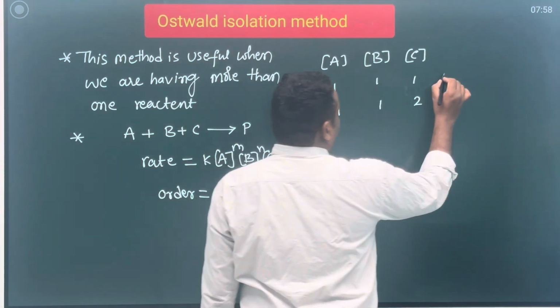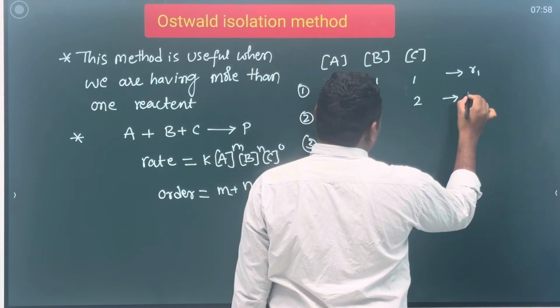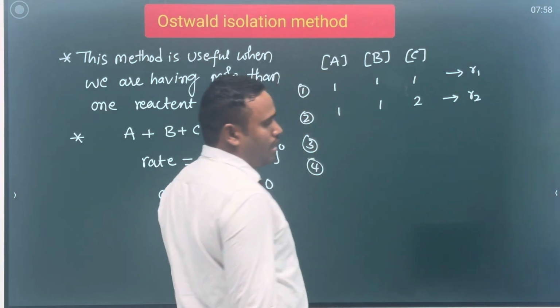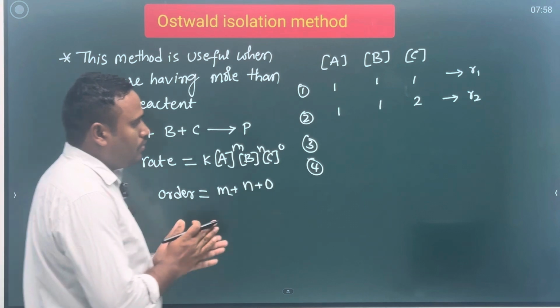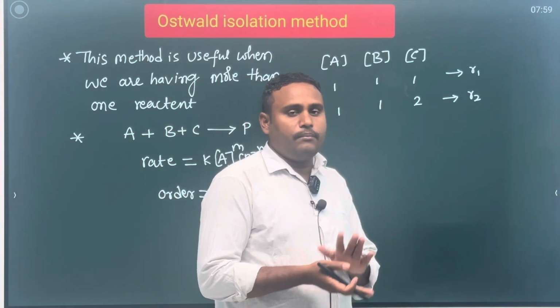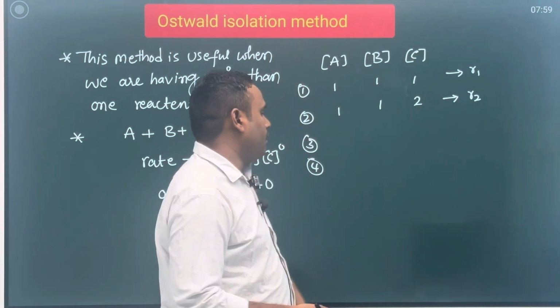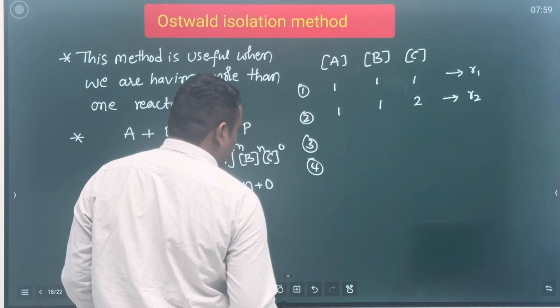So now here in the experiment 1 rate I am going to consider R1, in the experiment 2 rate I am going to consider R2. Okay. So now what I will do, I will compare the R1 and R2. When I compare the R1 and R2, we will get the rate with respect to C.